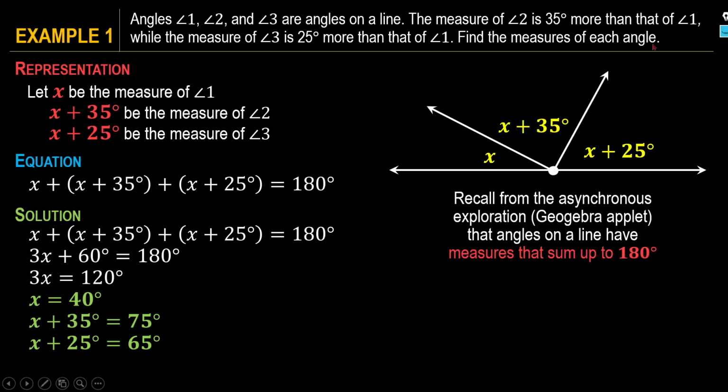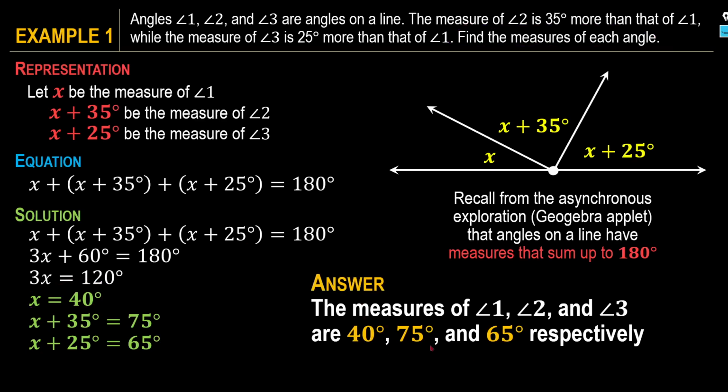Kasi yung tinatanong, find the measures of each angle. So you don't stop at just x equals 40 degrees. You have to look for all three angle measures. Now you can test. You can add. What is 40 plus 75 plus 65? Tama naman talaga na 180 degrees yan. So again, we are confident that our angle measures are 40, 75, and 65 degrees respectively for angles 1, 2, and 3. Very simple.